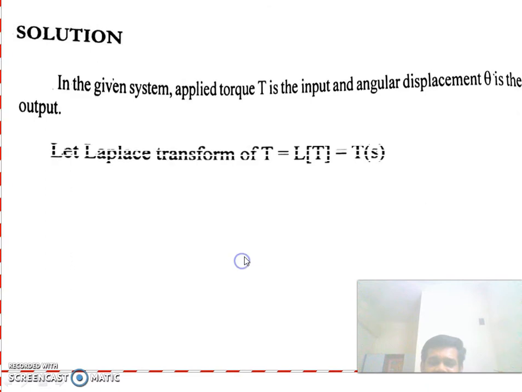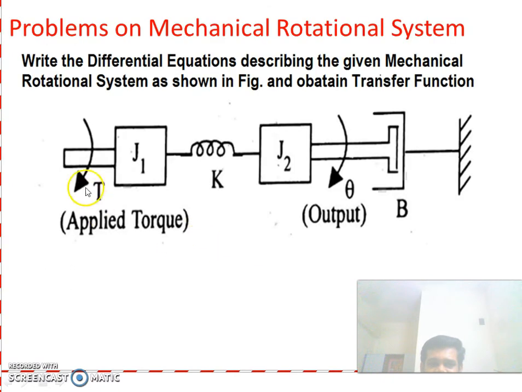In the given system, the applied torque is T, and due to that you get a displacement of theta in J2. The displacement we get in J1 due to this applied torque is theta 1, but the output here is theta. So what is the transfer function? Transfer function is the Laplace transform of output divided by the Laplace transform of input.